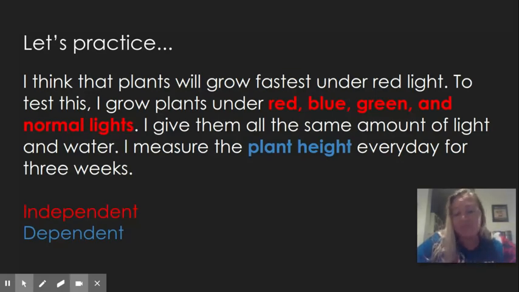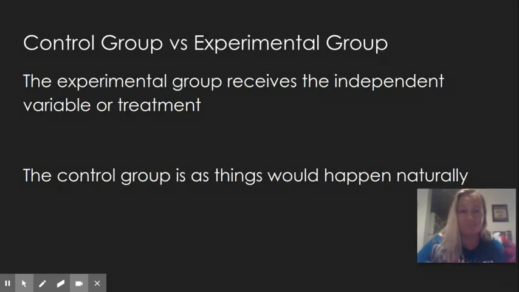Constants, there'll be a lot of different constants here. We have two laid out in the scenario, which are amount of light and amount of water. I'd also want to keep the type of plant, the type of soil, the type of container, anything that's not that different color of light, I'm going to want to keep the exact same among all of those different plants.